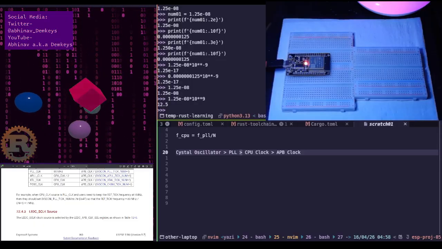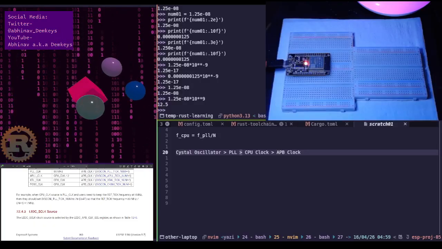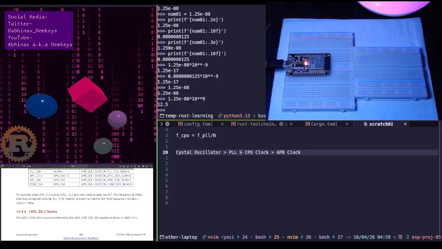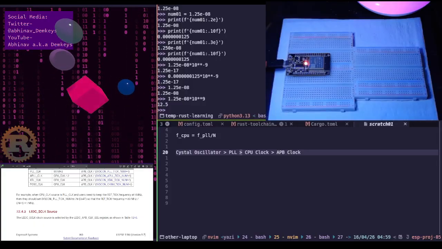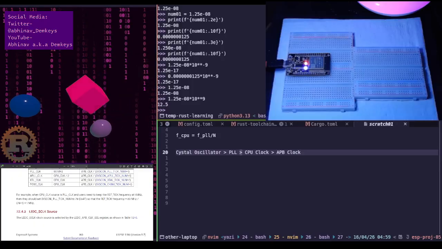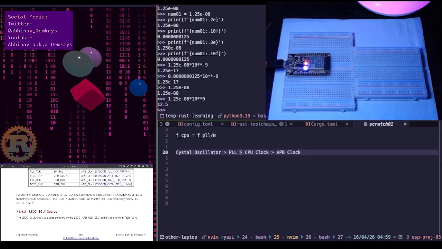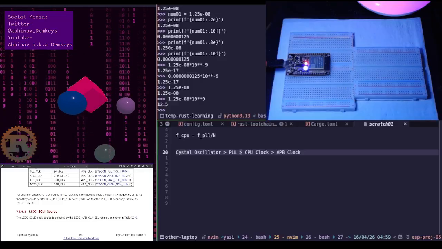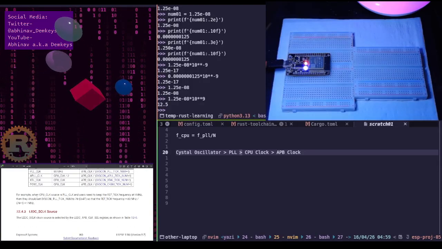Because the hardware and the HAL automatically adjusts this divider to keep the APB at exactly 80 megahertz, it effectively isolates your PWM and UART from changes in the CPU speed. To a developer, it feels like a parallel branch because the APB clock remains a rock solid 80 megahertz, regardless of whether the CPU is at 160 or 240.